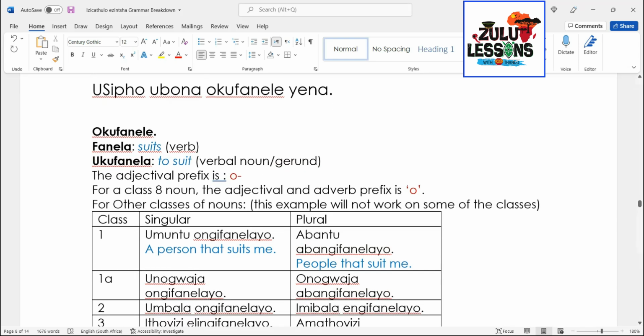So now let's go ahead and look at it a bit more. That O at the beginning is an adjectival prefix or an adverb prefix. So if we are describing a noun, for example a white boy, umfana omhlophe. Let me just type it here.